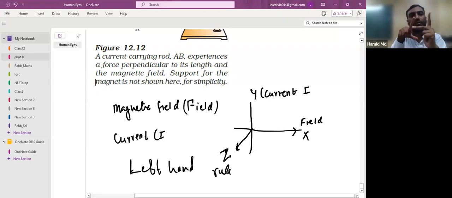Fleming's rule says that if the direction of current is along the center finger, and the direction of field is along the first finger, then the direction of force will be along the thumb. This is what Fleming's left hand rule is.